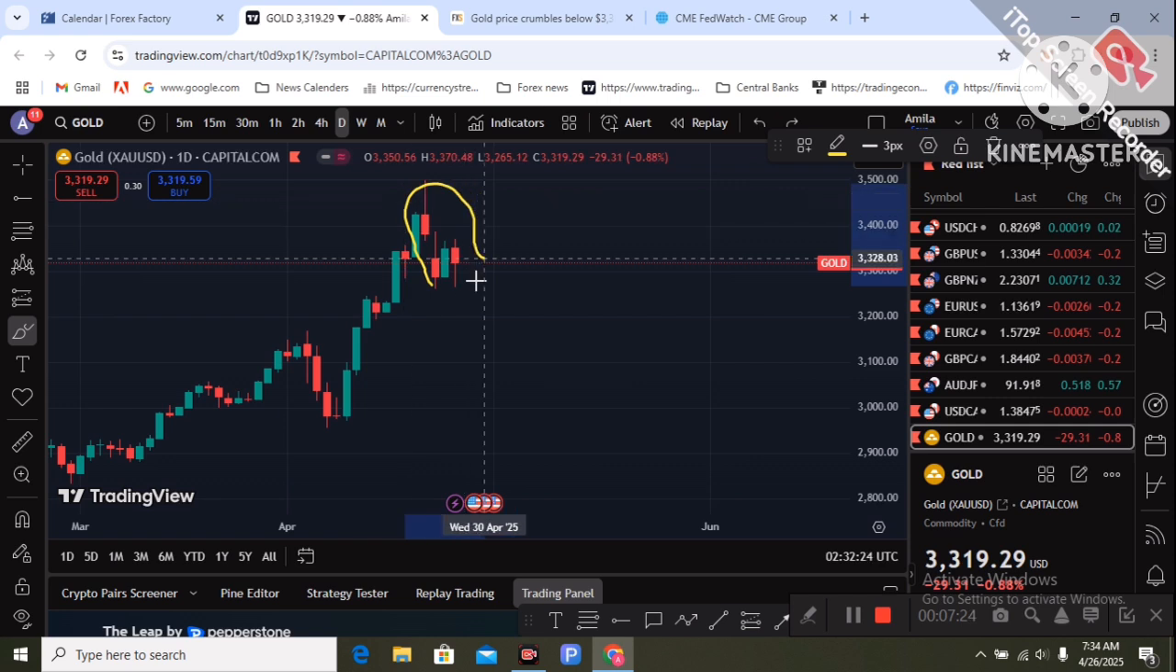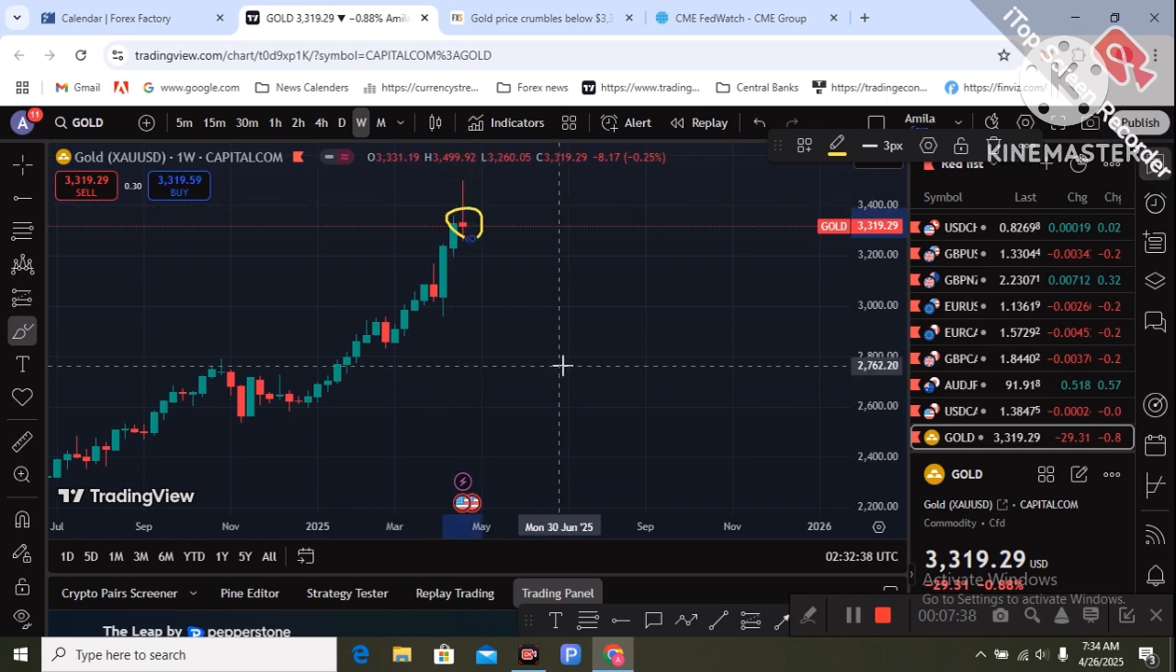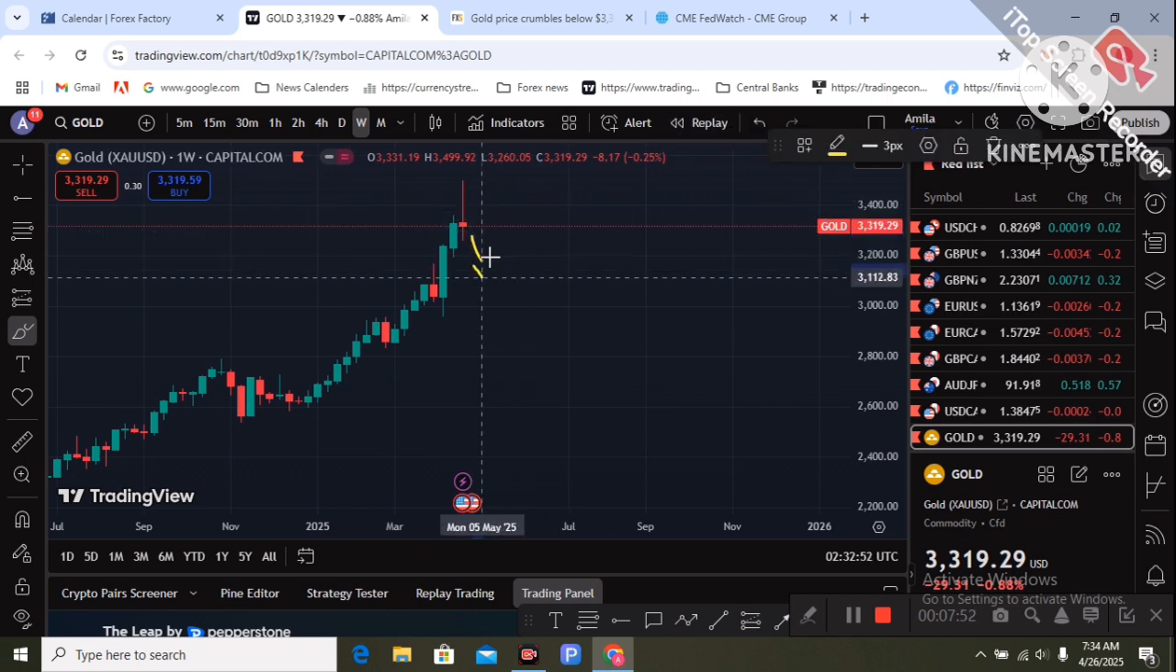Now I am going to the weekly chart. Last week's weekly candle shows that sellers are still inactive. Next week sellers can also become active, but with market uncertainty and global trade uncertainty continuing, the gold price can push to the upside. So you should keep that in mind.